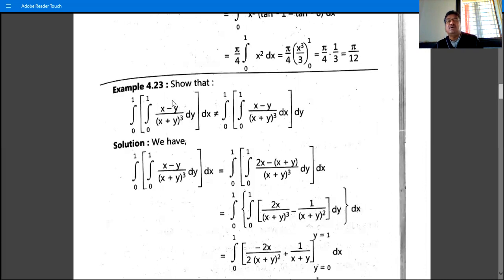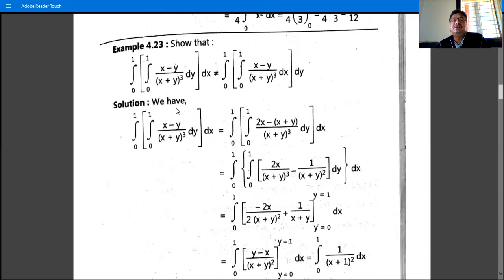We have to solve the LHS by integrating with respect to y first, and we have to find the value of the RHS by integrating with respect to x first. But the limits are constant, yet the answers are different. Why? Because this function is not continuous over that rectangle. So we have to solve this example. Now we will find the value of the LHS separately and the RHS separately.